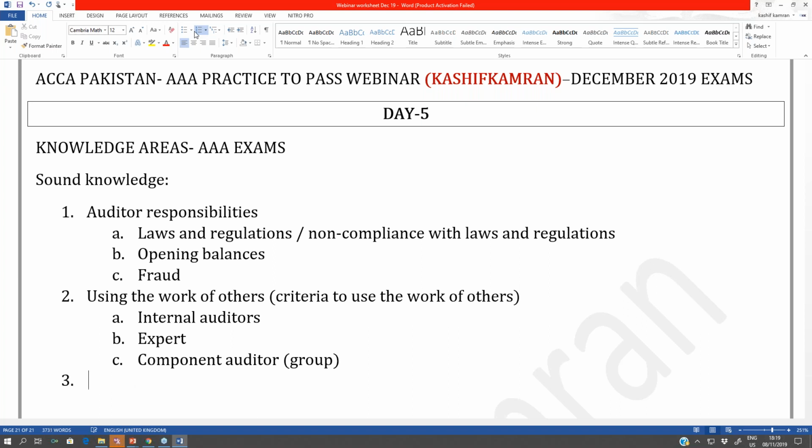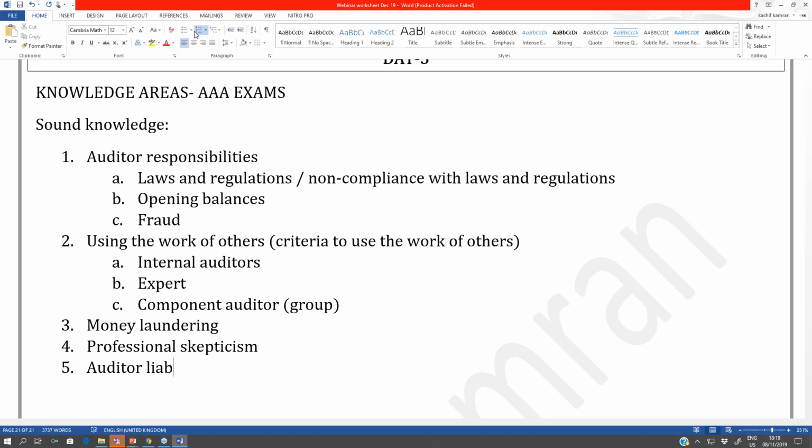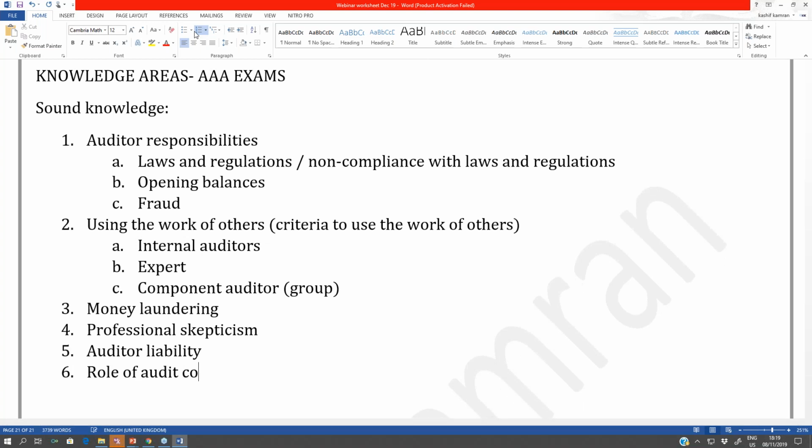Then you should also have sound knowledge on money laundering, on professional skepticism, on auditor liability, and on the role of the audit committee in corporate governance. These are all knowledge areas of the syllabus. So when you're preparing for exams, you have a checklist in front of you, and you should do a self-analysis of where you stand in terms of sound knowledge.